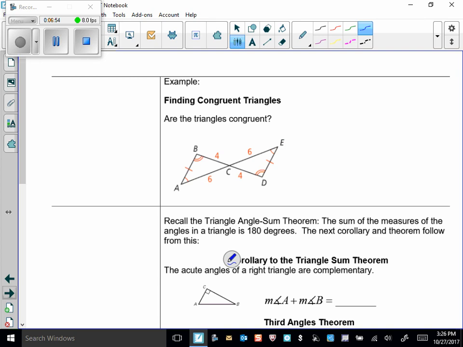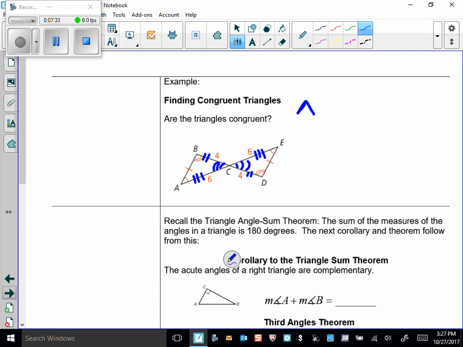All right, let's see what we got next. Oh, here's an example. Finding congruent triangles. Are these triangles congruent? Well, let's just do this together. The only thing that's missing is this angle right here. I'm going to have to put 3 marks on that. I do know that these two angles are congruent. So assuming they're corresponding, then I do know that I have congruent triangles because this is congruent to this, and this side is congruent to this side.